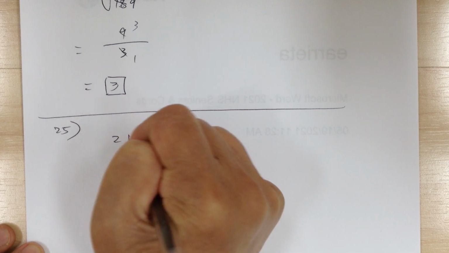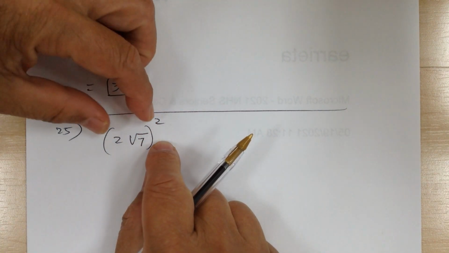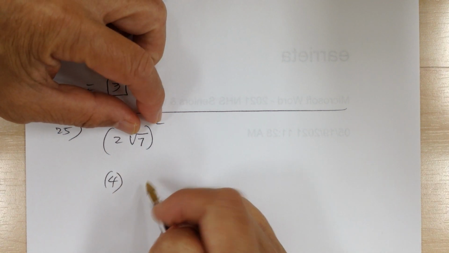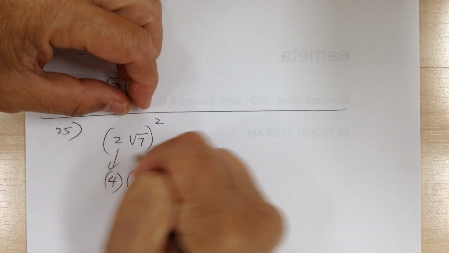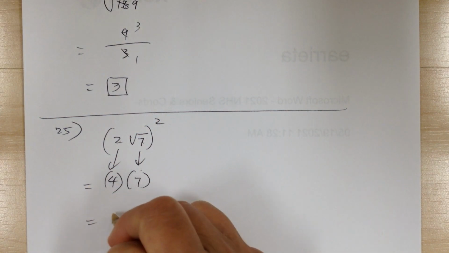Okay, so you've got 2 square root of 7, squared. You have to apply the power rule to each part. So 2 squared will give you 4. Square root of 7 squared will give you 7. So you square that, you get that, square that, you get that. And so this will equal 28.